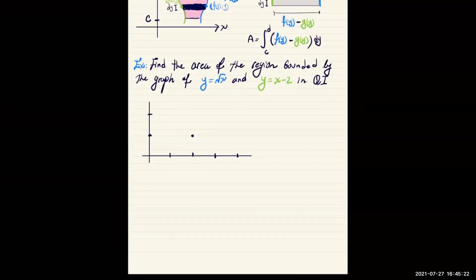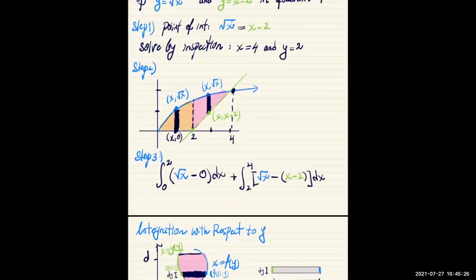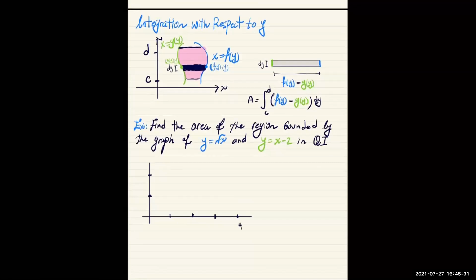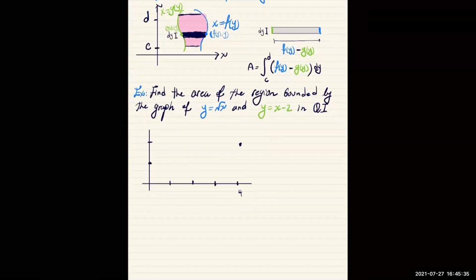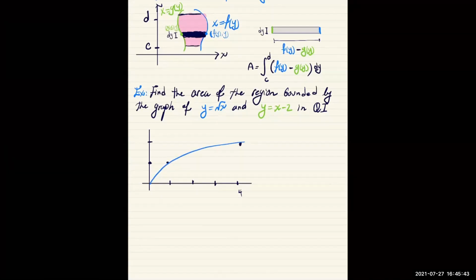Okay, let me just grab. Okay, so our point of intersection was (4, 2). Let me look at that. The line goes through (1, 1). Just copy the region down from the previous question.